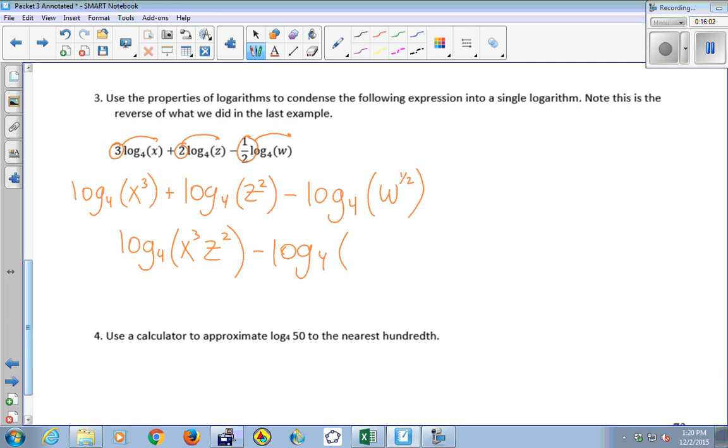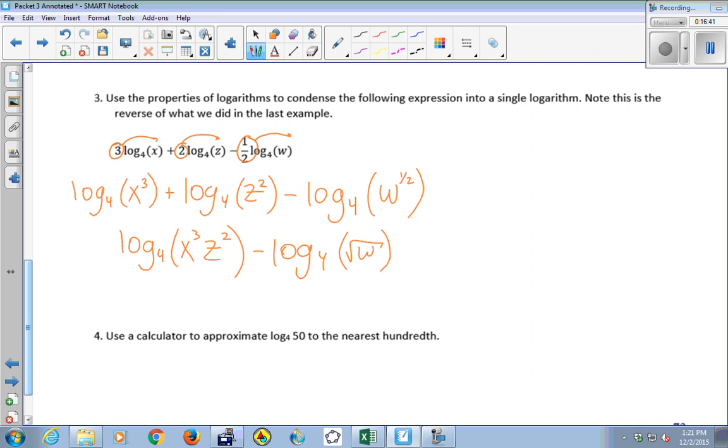Instead of w to the 1/2, how could I write that? How could I rewrite that if I wanted to? Square root of w. Yeah, square root of w. Same thing. Because remember, whenever you have a fractional exponent, the number on top of the fraction is a power and the number on the bottom is a root. Either of those is accepted. You can leave it as w to the 1/2 if you want. Square root of w is just a more common way of reading that, but it doesn't matter.